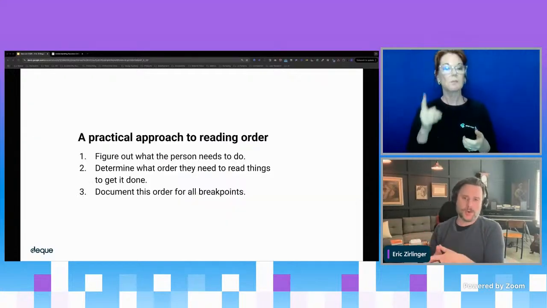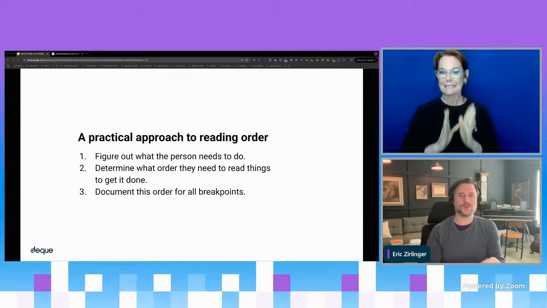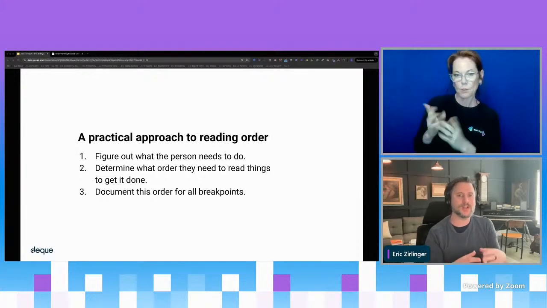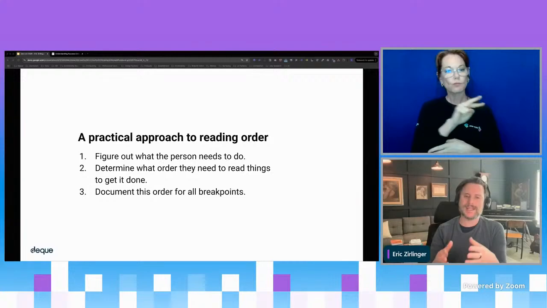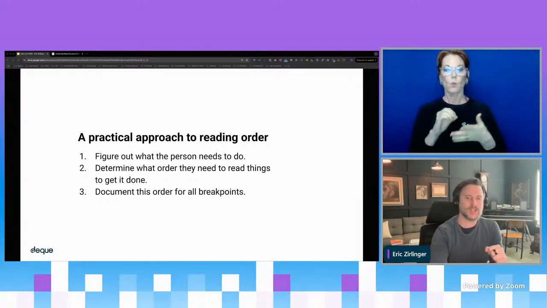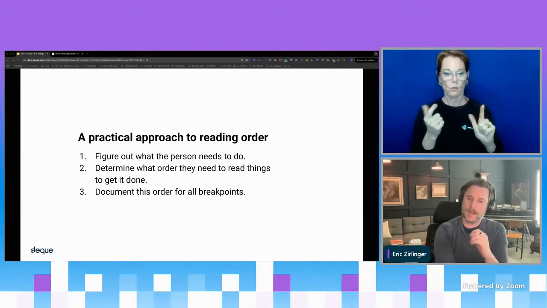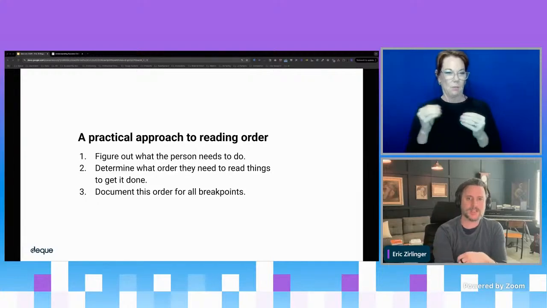So the practical approach here. First, as all designers do, we need to figure out what the person needs to do with this site, product, page, etc. Second, we determine what order they need to read things in, their job or goal. And lastly, we document that order for all breakpoints to communicate to developers. And I'm going to pick up the pace a little bit here as we're doing this to make sure that we get all this content in.